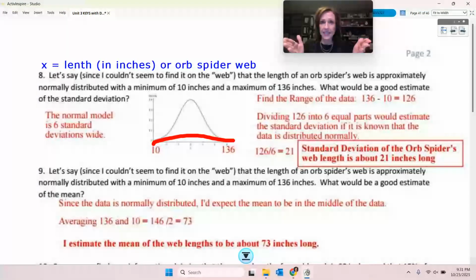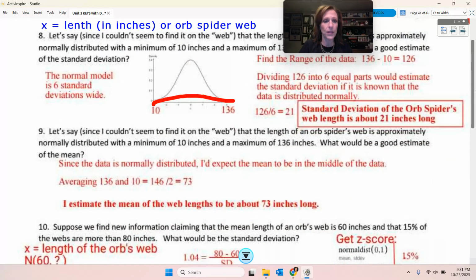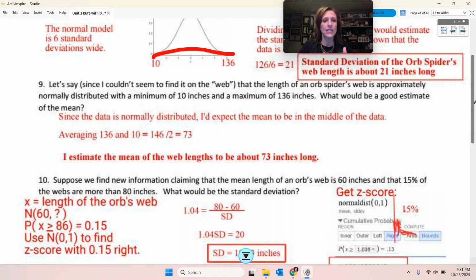So since that is 6 standard deviations wide, if I knew that distance in context, which here it's 126 inches wide, I'm going to divide that into 6 sections. That would give me the approximation of a standard deviation. So that was 21. All right, and so here, let's see. The mean, of course, would be smack dab in the middle.